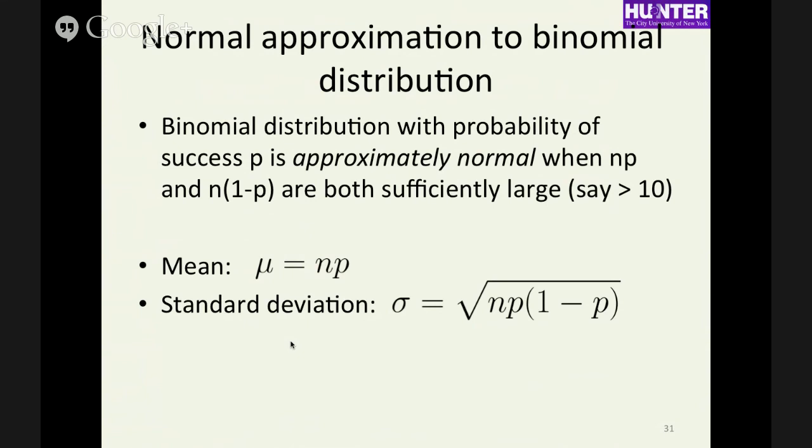And then you can just use your normal distribution. It's not going to be the standard normal because the mean and standard deviation are not 0 and 1, but it's a normal distribution, and you can then use the standard normal to do these problems.